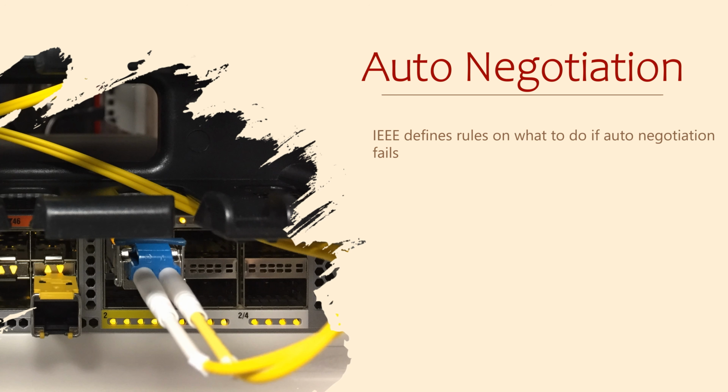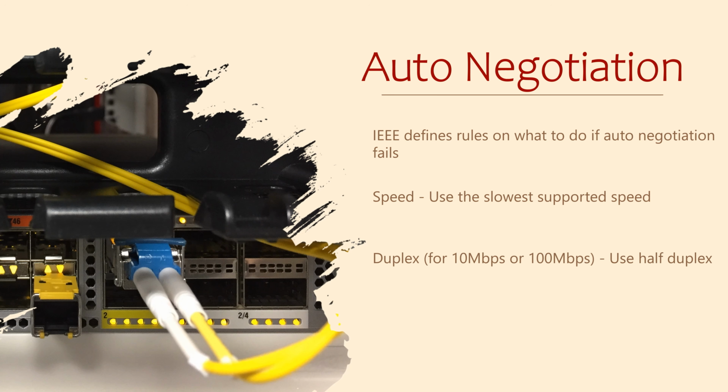What if auto negotiation were to fail? In this case, there are a few rules that interfaces need to follow. First, they'll use the slowest supported speed, which is usually 10 meg. Rule number 2 is if the speed is 10 or 100 meg, it will set half duplex. And rule number 3, for other speeds, use full duplex.